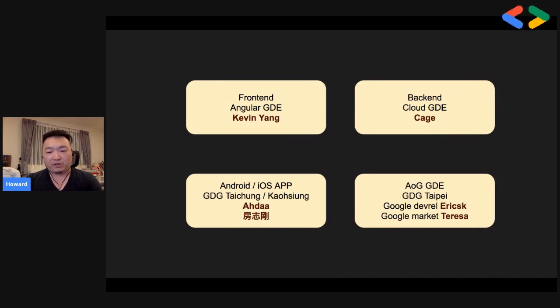It's my pleasure to work with this team. We have Angular GDE Kevin for the front end. We have Cloud GDE Cache for the back end. We have GDG Taichung and Kaohsiung organizers Ada and Zhigang for the Android and iOS apps. We have LG GDE and GDG Taipei for support. And we also have Erica and Teresa helping us to get credit. That's very important.